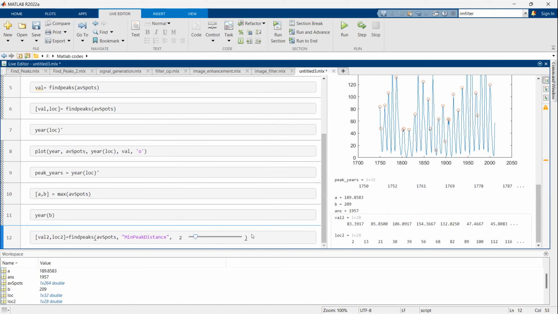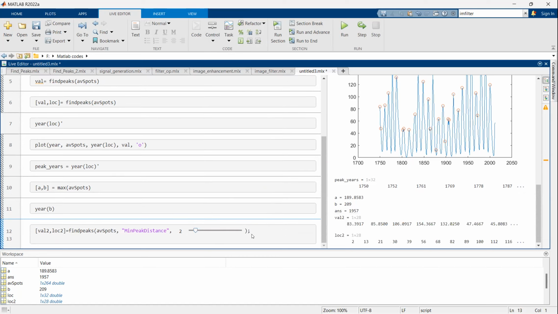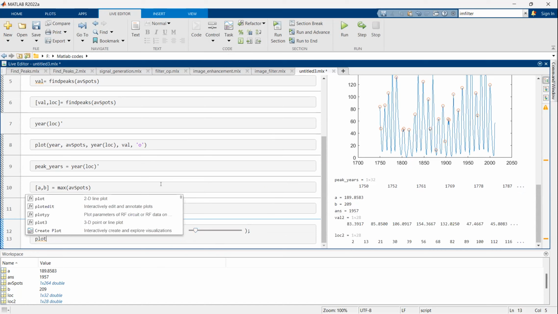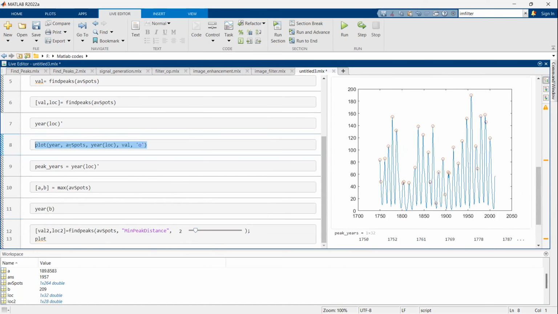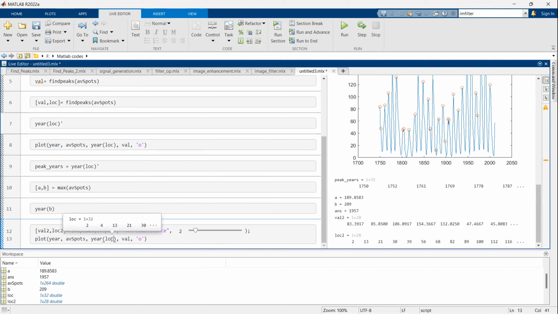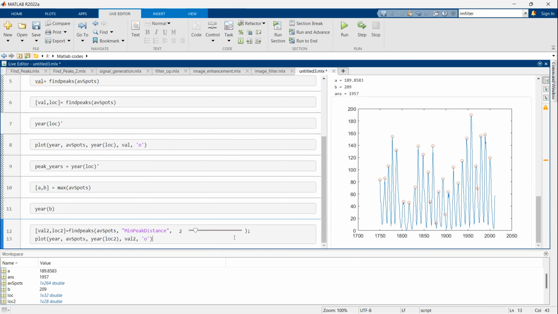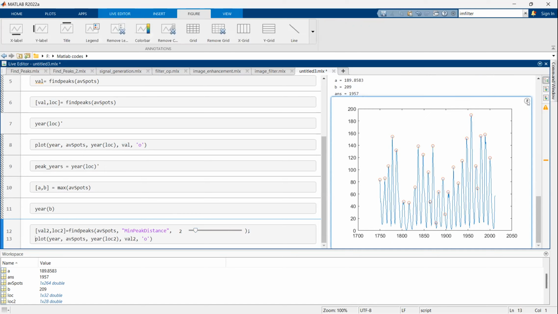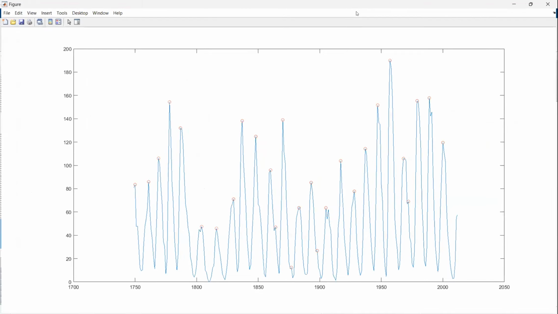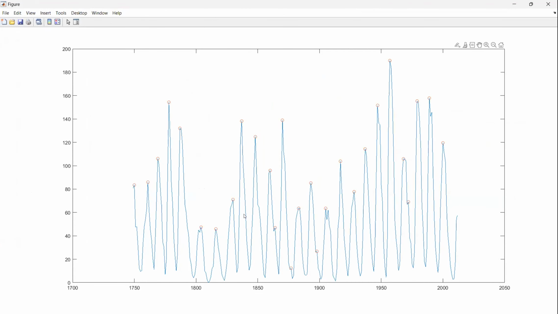Now let's put it here and plot it, so that we can see the visualization at the same time. This is your log 2, value 2. If I consider the minimum peak distance as 2, you get this figure. Can you see the output? You see, this is gone, right? This one.